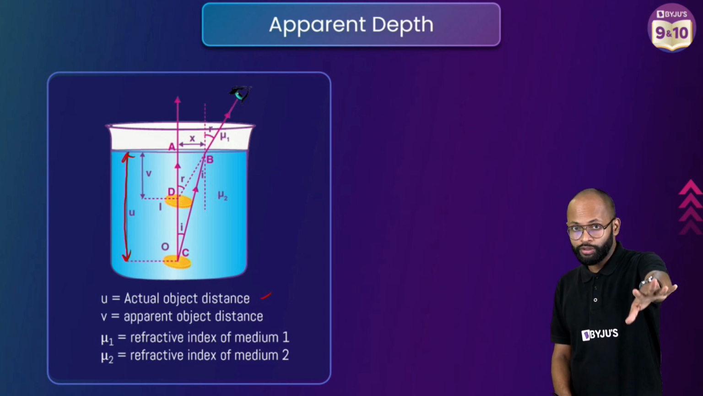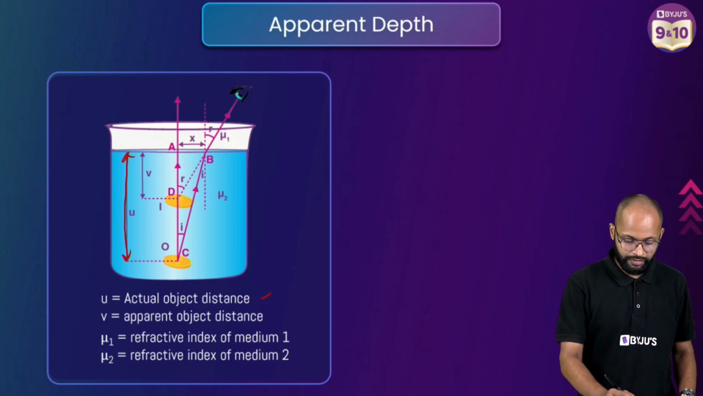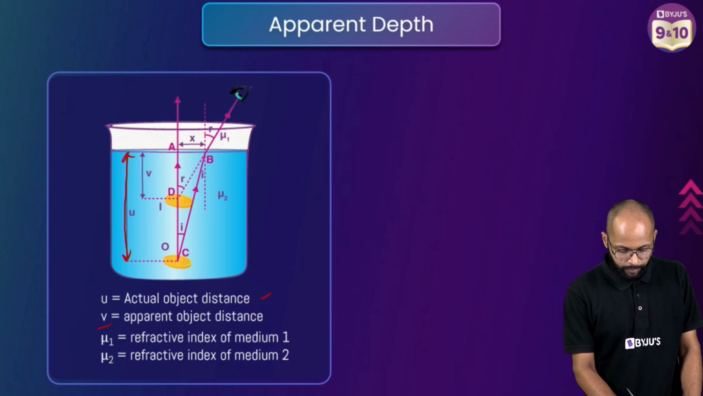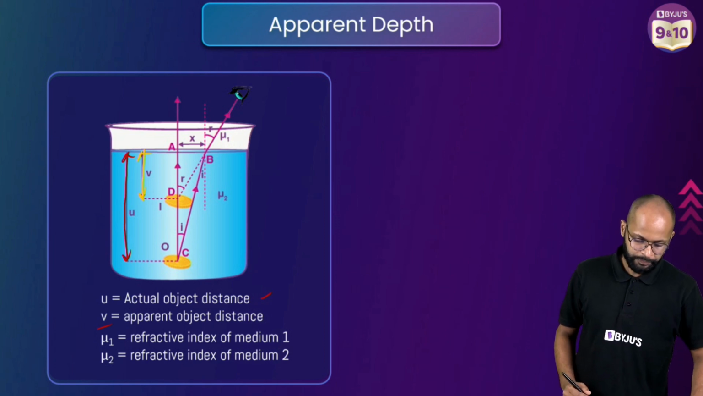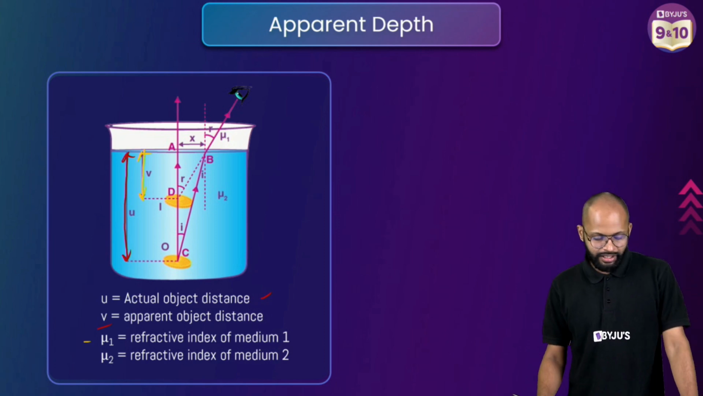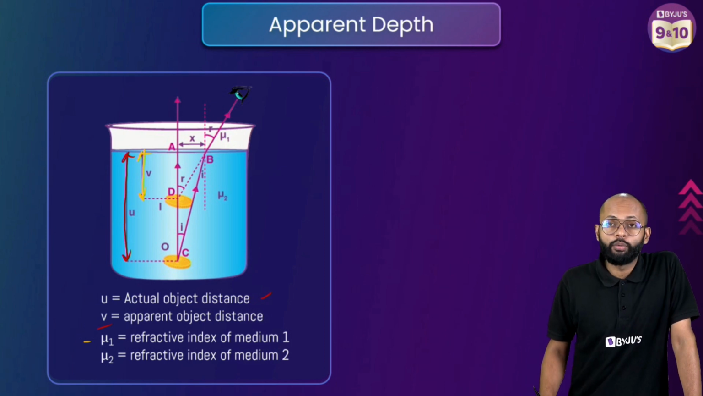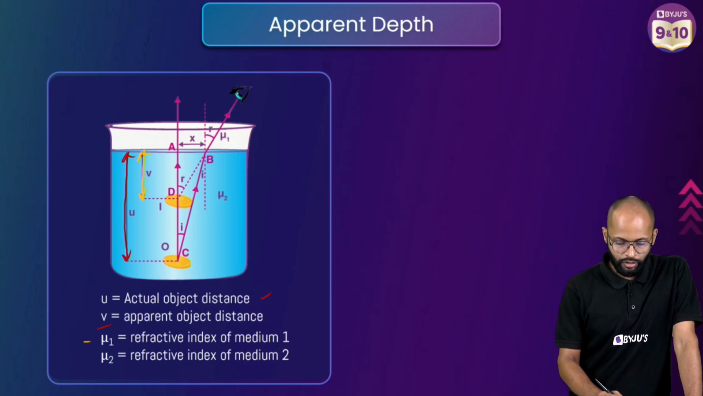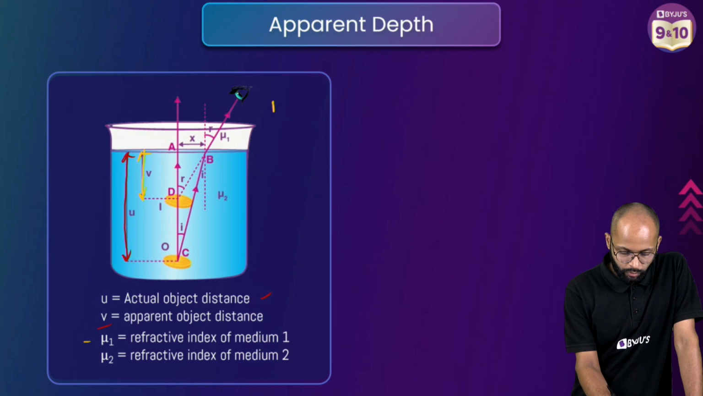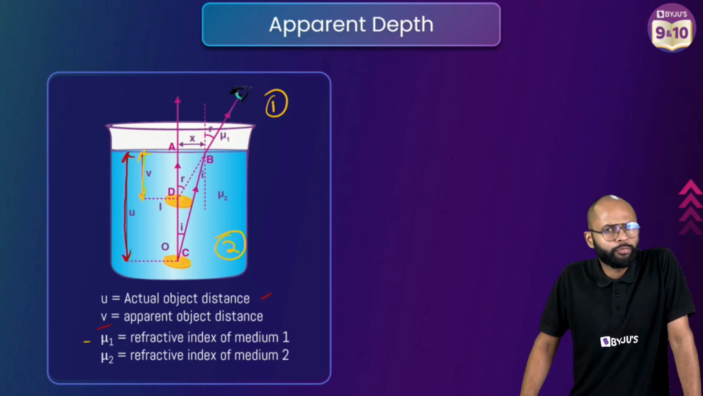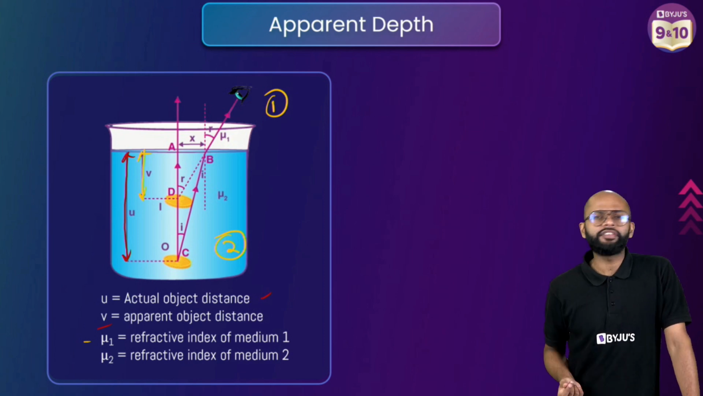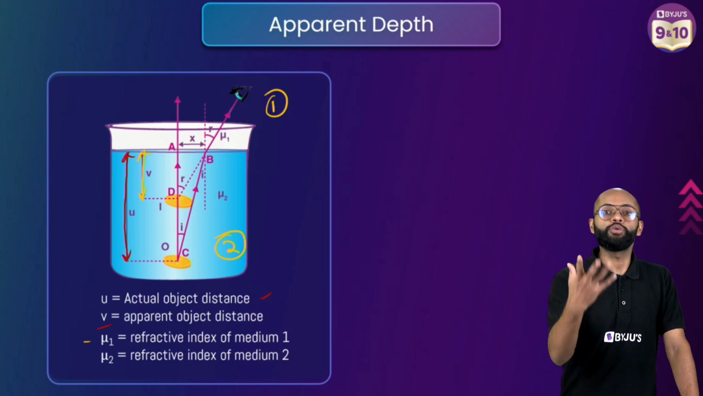Everybody, I want you to note down if you really want to understand this derivation, okay? V is the apparent object distance. This is V, the apparent thing. This is my V over here. Very good. Alright. Mu1 is the refractive index of medium 1. This is my medium 1, let's say. And mu2 is the refractive index of medium 2. This is the refractive index of medium 2. Alright. So what have we given you? We have given you the absolute refractive indices.